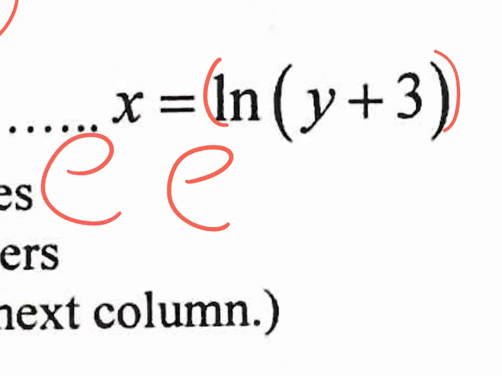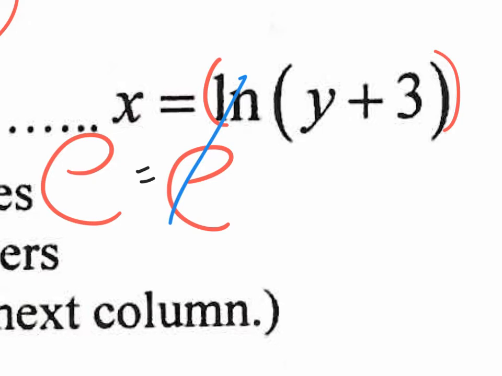I want to raise this x to be the power of base e. So I really have, let me repeat right here, e to the x equals e to the ln of y plus 3. Now, why would I do that? Because e to the ln, that's really e to the log base e, and that cancels out, and my y plus 3 comes down. Does that make sense?